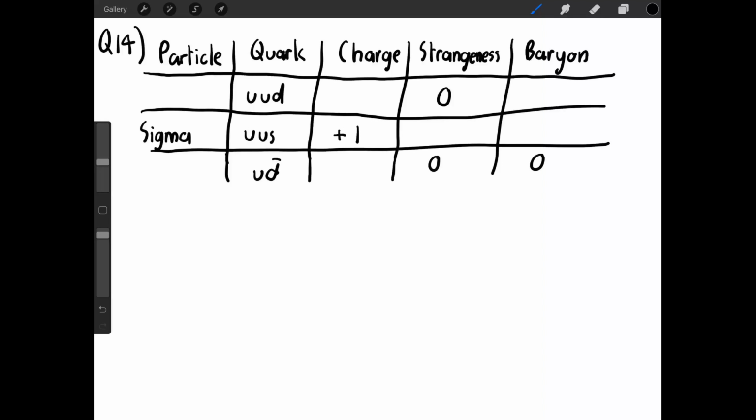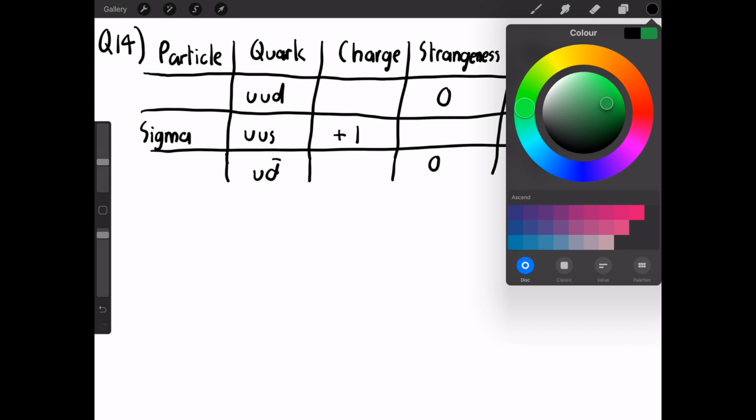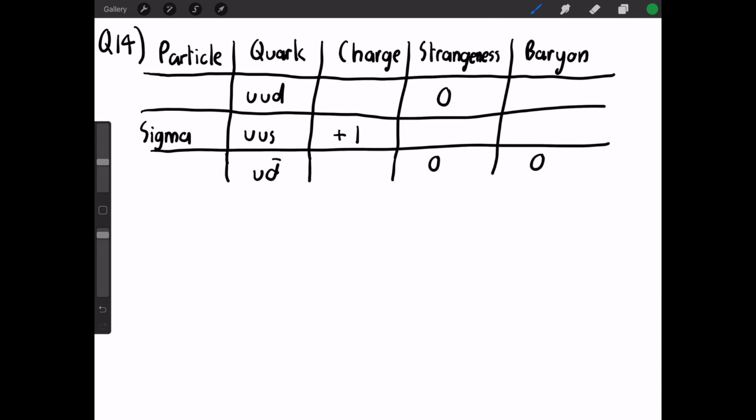Right, on to question 14. So we have a table that gives some information about some fundamental particles, and the first thing we need to do is fill out the missing gaps. So we'll start with the first one. We've got not much information, but we are told the quark structure.